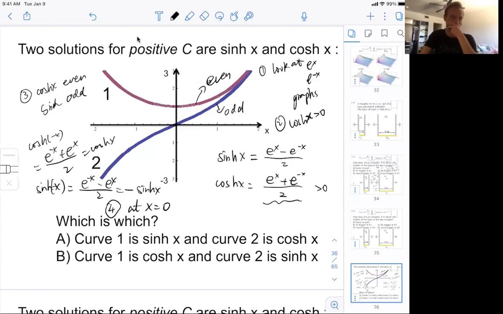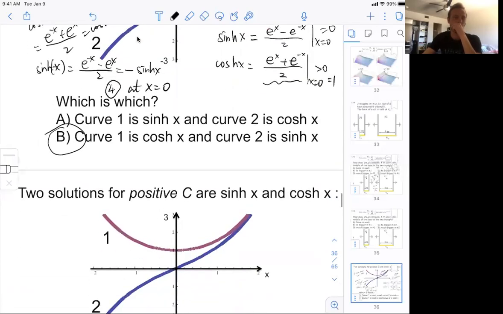The 4th method is to look at particular points. At x equals 0, simply plug in 0. This is going to be 0, and this is going to be not 0, which is 1. So at x equals 0, the function has to pass through y equals 0, and that is going to be your sinh. Okay, so B is correct. Very good. All right, so we know how to pick these functions.